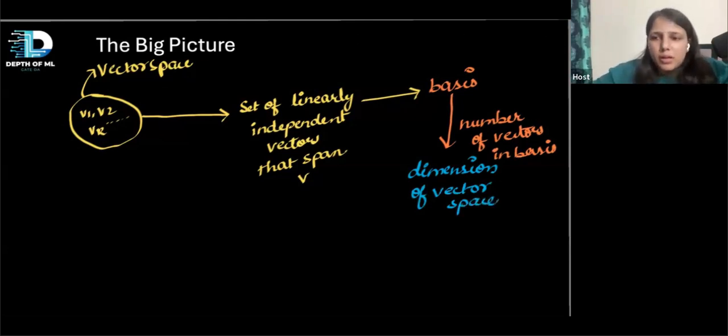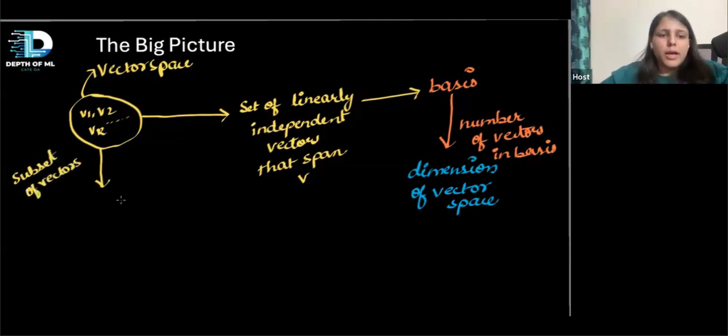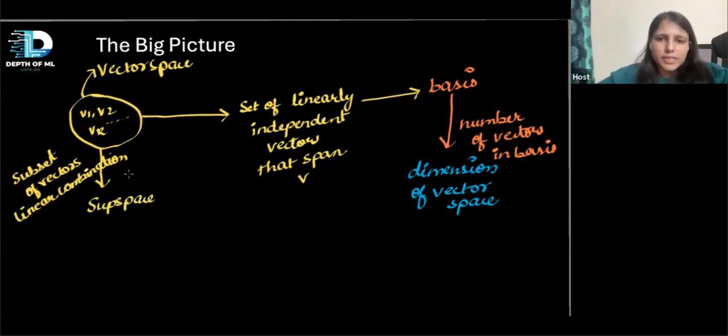Fine. I can take some subset of vectors, right? And I can take their linear combination. What will it give me? I'm taking a proper subset. It will give me a subspace. And they will span, right? Spanning a subspace.